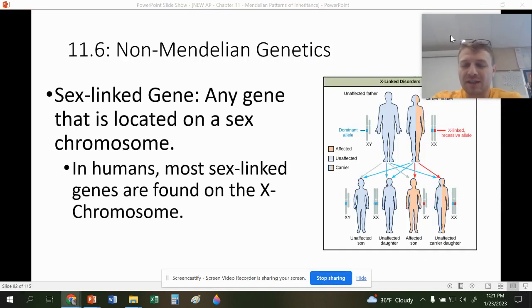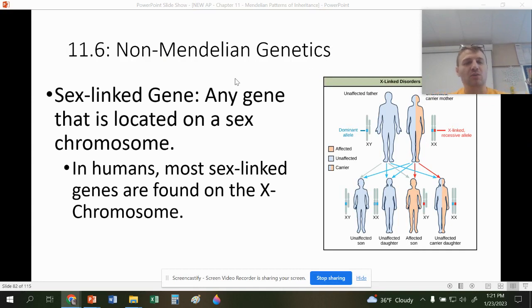Another type of non-Mendelian genetics is called sex-linked genetics. This is where any gene that's located on the sex chromosome is going to be inherited a little bit differently than we saw in the autosomal chromosomes. Up until this point, we've been looking at autosomal chromosomes 1 through 22, and it's been nice and simple with even amounts in both sexes. However, when you get to sex-linked genetics, it's not that simple. In humans, most of these sex-linked genes are going to be found on the X chromosome just because it's larger.